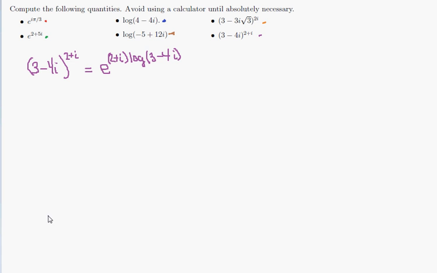Now the logarithm of 3 minus 4i, let's draw that in the complex plane. That's down here in the fourth quadrant. So this is 3 and negative 4. The distance from the origin is 5, and the angle theta is going to be equal to the arctangent of negative 4/3.